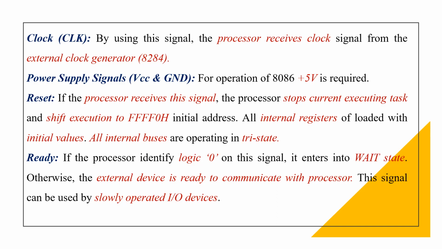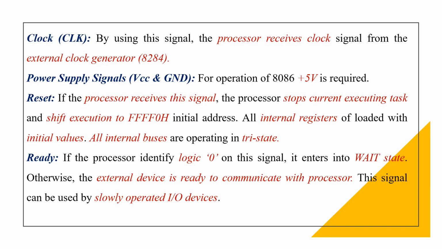And the next one is the reset signal. It is another important signal in our 8086. This is basically a bidirectional signal. If this signal is received by the processor, it stops the currently executing task, whatever program it was executing, and it shifts execution to an initial address, that is 4F0H. From 4F0H onwards, the initialization program of the 8086 is present. Once it receives this reset signal, the processor is once again reinitialized. Reset in the sense of reinitialize.